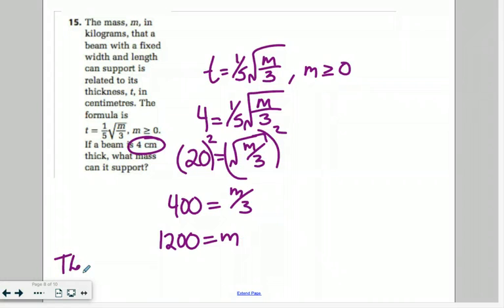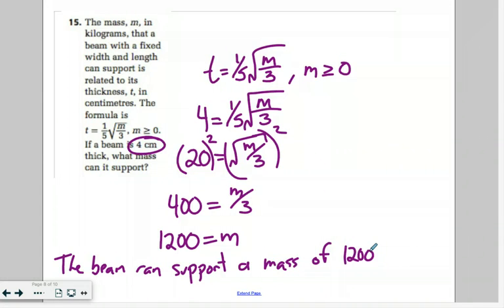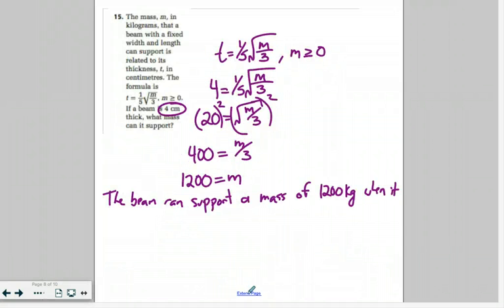So the beam can support a mass of 1200 kilograms when it has a thickness of 4 centimeters. Okay, I'm just relating them all together.